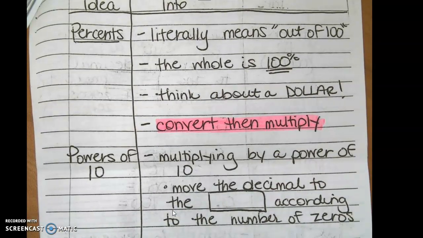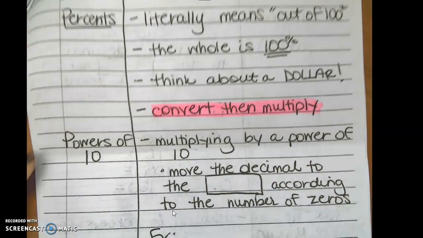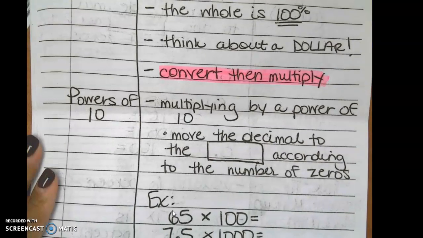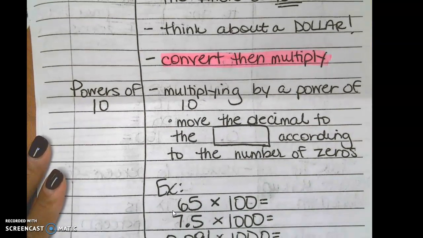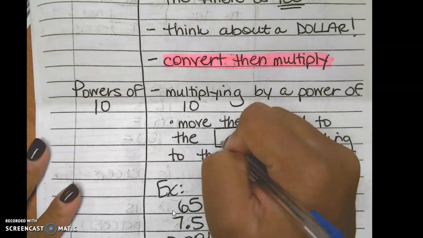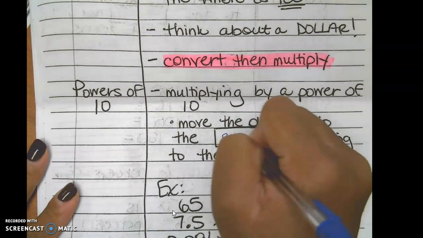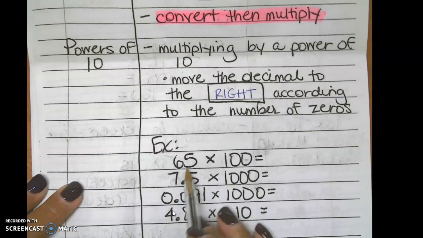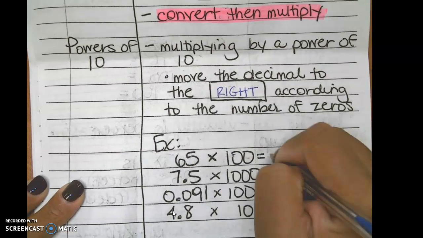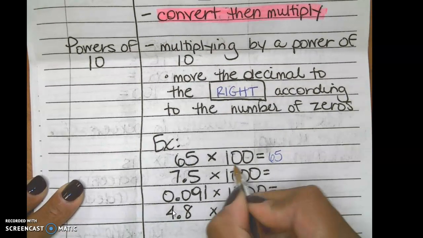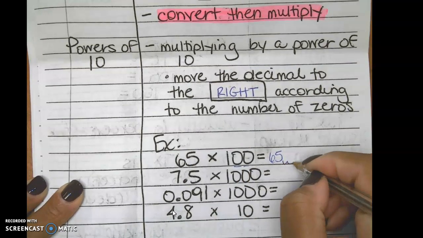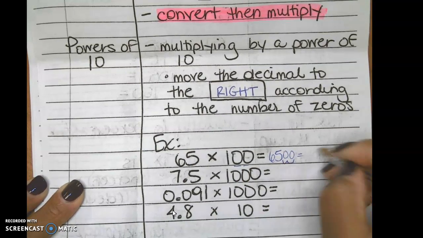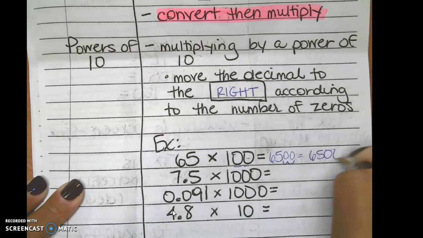Okay? And then powers of 10. Multiplying by a power of 10, we move the decimal to the right according to the number of zeros. So here, I'm going to start with 65, and I'm going to move 2 times to the right. 1, 2. Bam, bam. So I'm going to end up with 6,500.